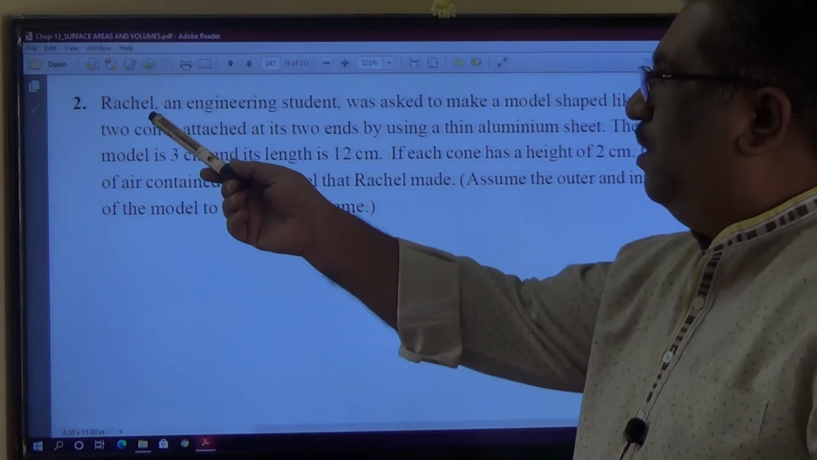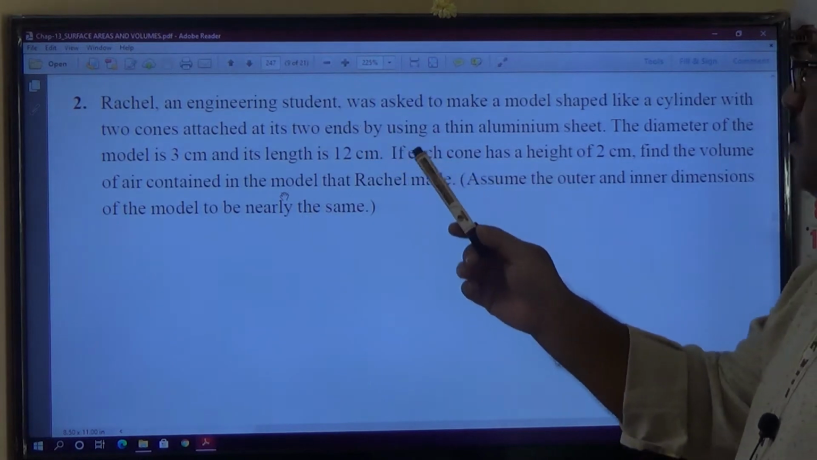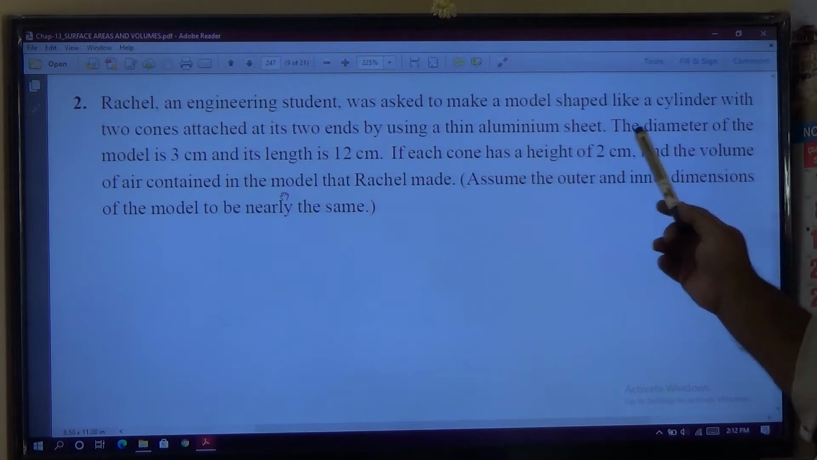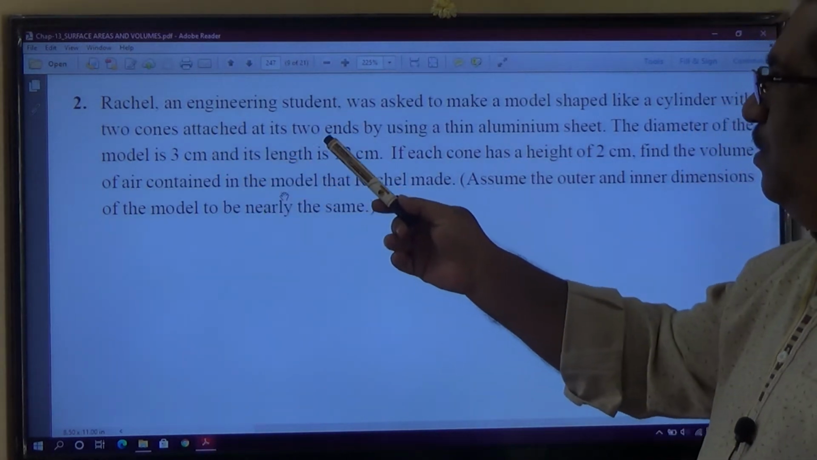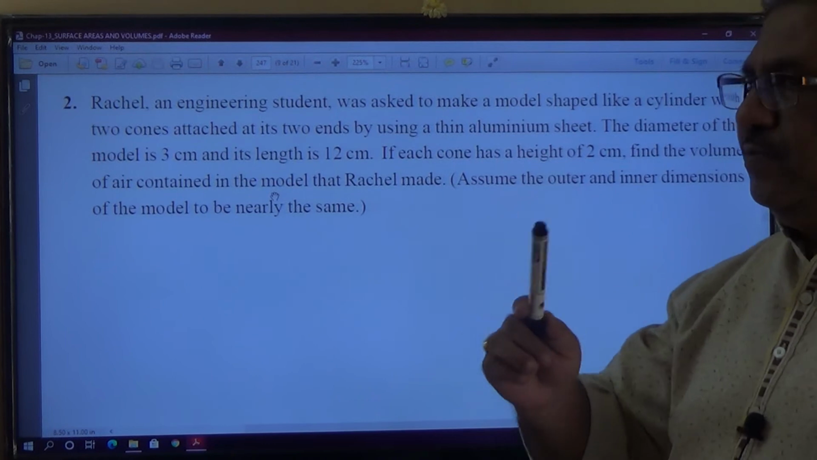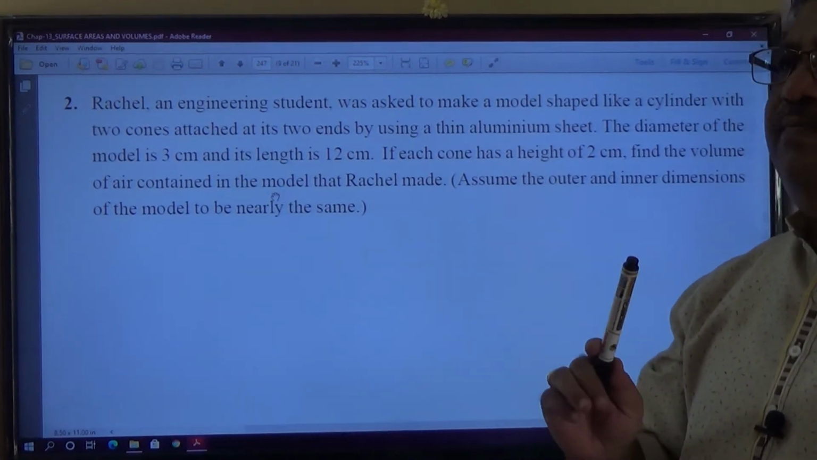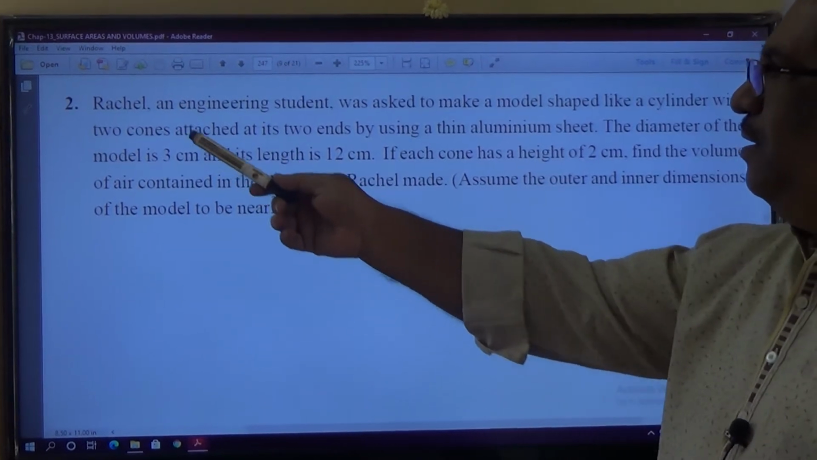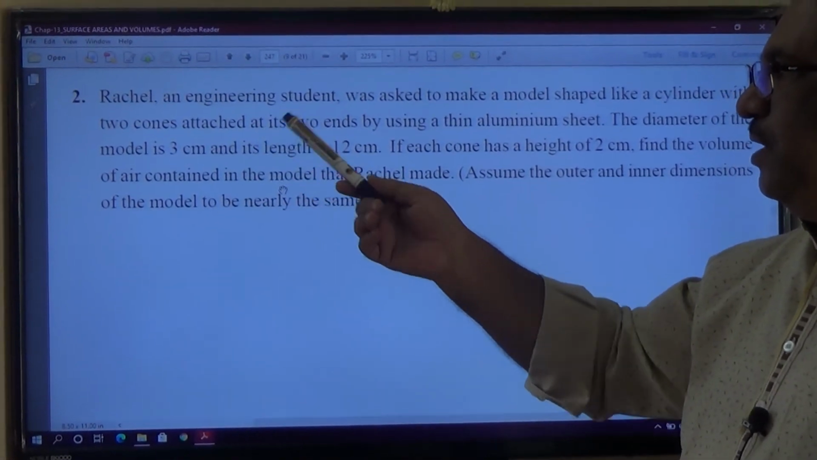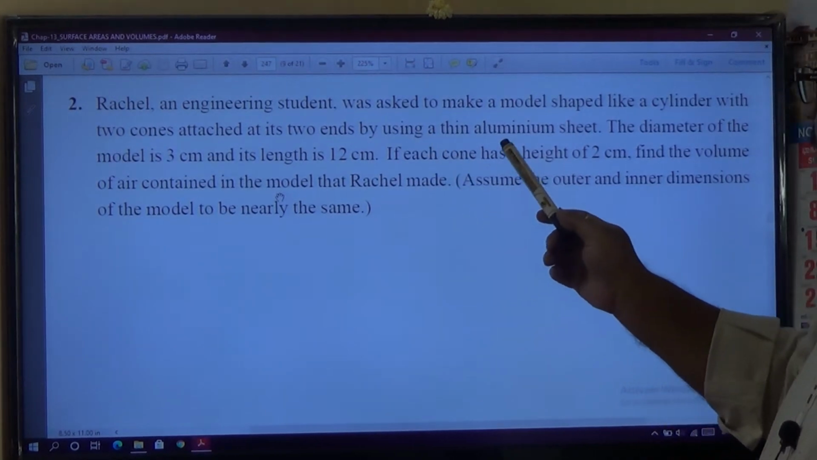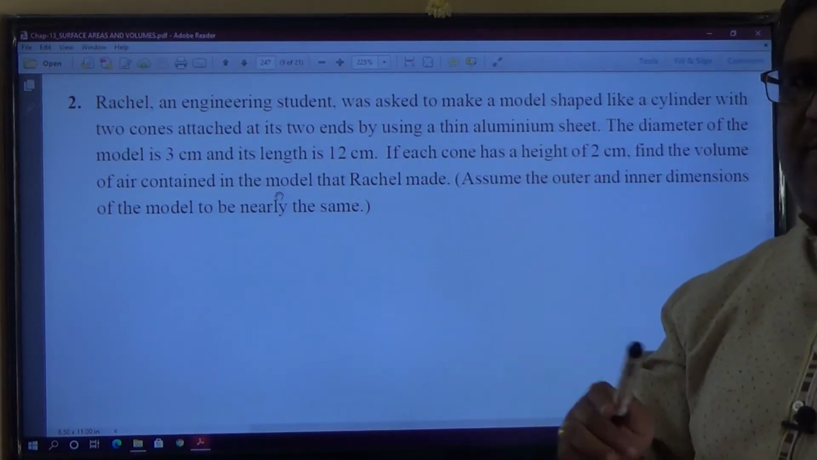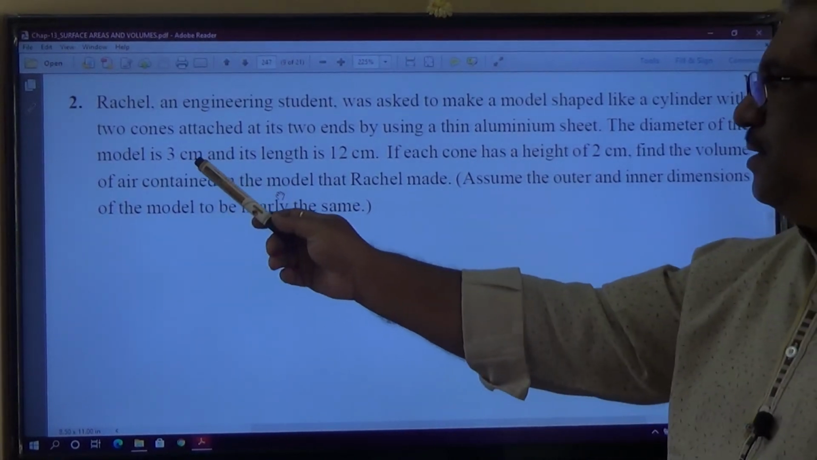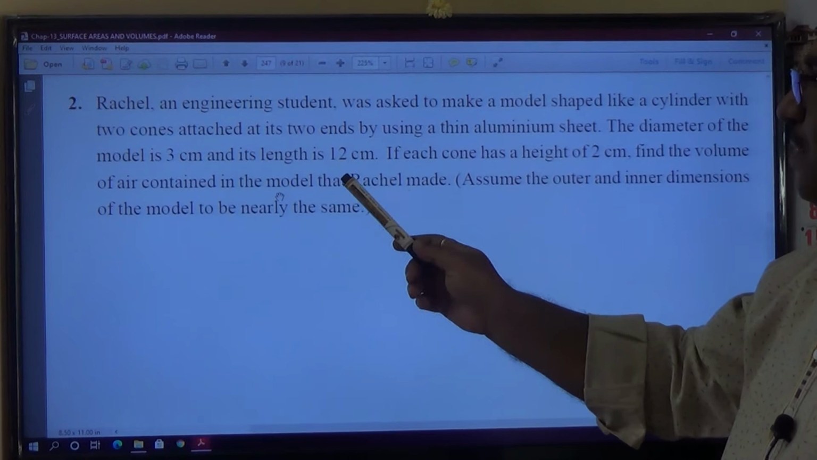Question number 2. Rachel, an engineering student, was asked to make a model shaped like a cylinder with 2 cones attached to its 2 ends. There is one cylinder, and on either side the 2 cones are attached to the cylinder, and that is the model. Rachel has been asked to make that model using a thin aluminum sheet, so the entire model was made of a very thin aluminum sheet. The diameter of the model is 3 centimeter and its length is 12 centimeter.